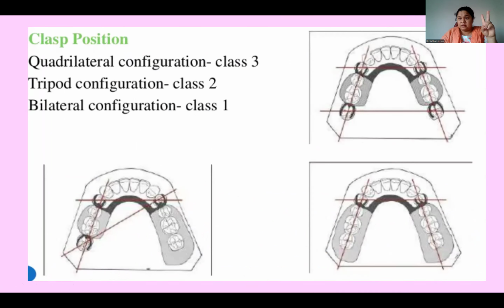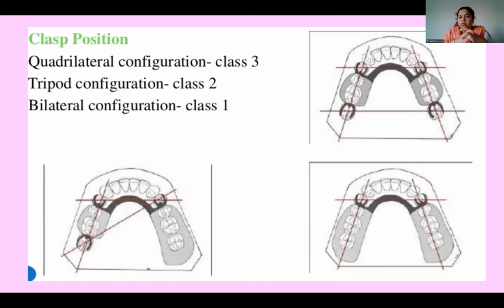If it is class 3, means tooth supported, you're always giving a quadrilateral configuration. Okay, that is the first one which I'm showing with the arrow. Tripod in class 2, where I'm showing the arrow, tripod. And class 1, bilateral. This is very important. If you know this, you know everything. Quadrilateral class 3, then you design. First you think class 3, quadrilateral; class 2 and class 1, you go for tripod and bilateral.